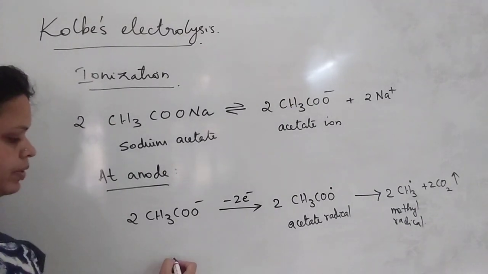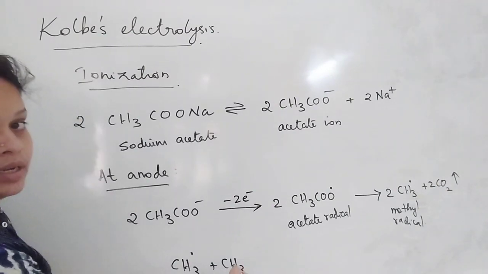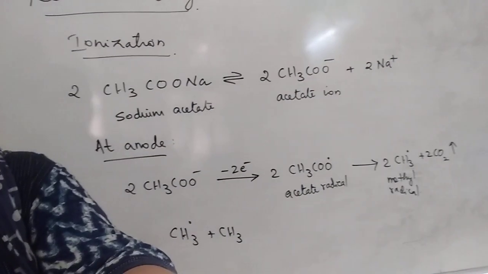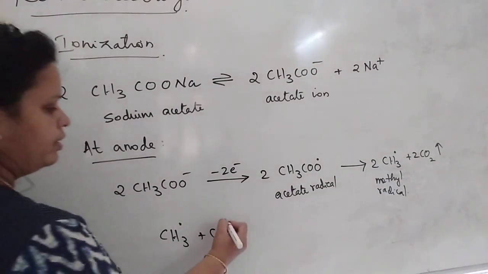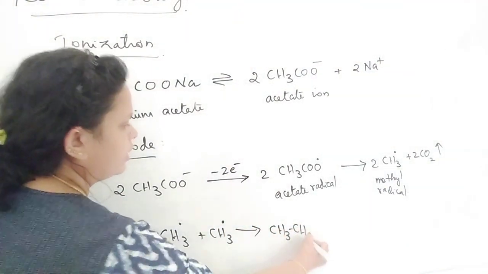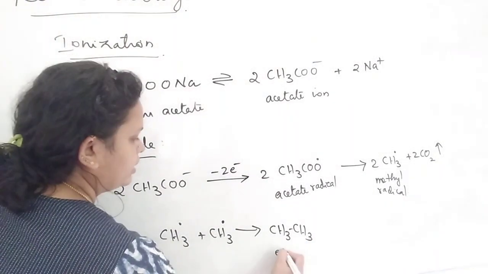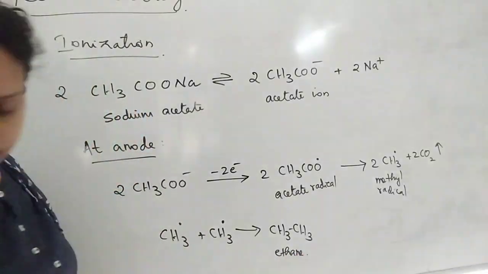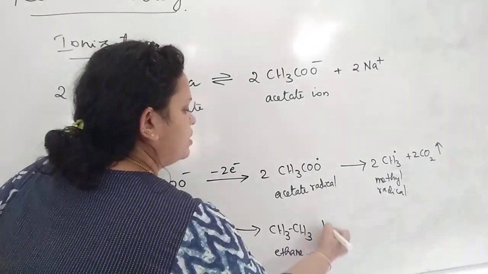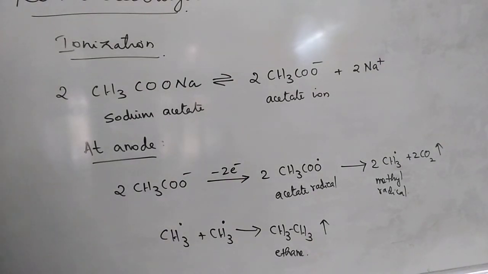In the second step, 2 methyl radicals combine, and therefore you get ethane. So you get ethane over here. Even ethane is a gaseous product, so it can escape. These are the 2 methyl radicals. So this is the reaction that takes place at the anode.